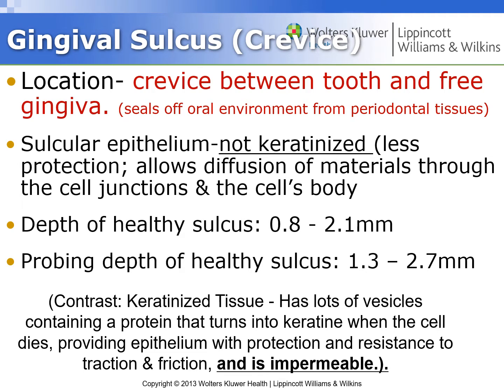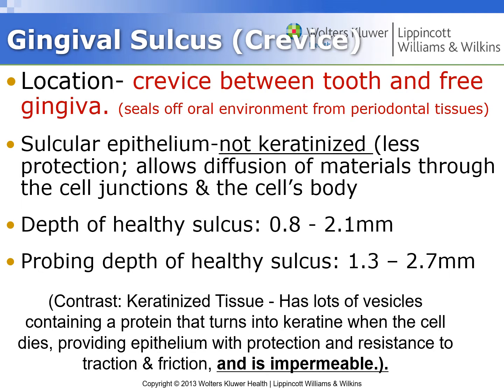So the depth of a healthy sulcus is 0.8 to 2.1 millimeters. And a probing depth of a healthy sulcus is anywhere from like 1.3 to 2.7. And we just kind of round that off to 1 to 3. A healthy probing depth for a healthy pocket on everybody is anywhere from 1 to 3 millimeters.